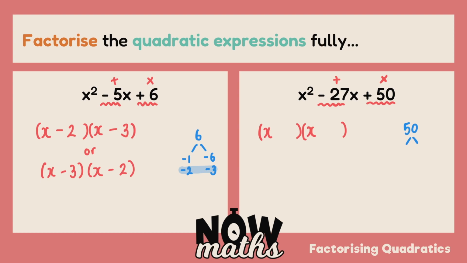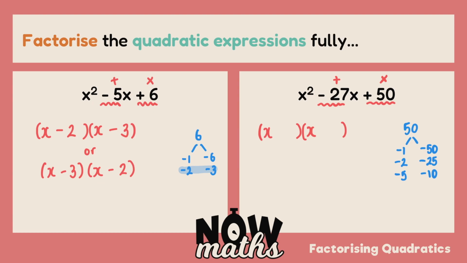So listing the pairs of negative numbers that multiply to make positive 50, we would have negative 1 multiplied by negative 50, negative 2 multiplied by negative 25. 3 isn't a factor of 50, neither is 4, but 5 is. So negative 5 and negative 10 multiply to make positive 50. 6 isn't a factor of 50, 7 isn't a factor of 50, 8 and 9 aren't, and 10 we already have, so that's all of the factors.